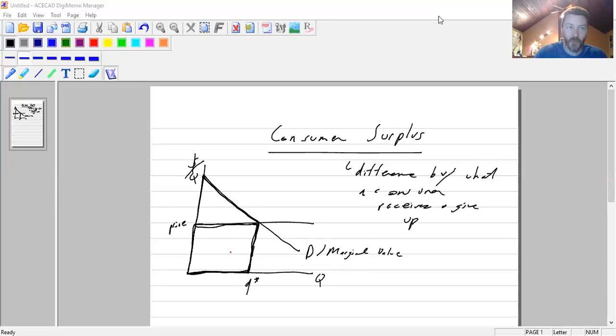The focus here is this triangle at the top. That is the consumer surplus. That's the difference between what the consumer gets and what the consumer gives up, and it represents the extra benefit that the consumer receives from engaging in this transaction. The consumer is better off as a result of participating in this market, whatever this market is, the market for watermelons or whatever. The consumer is better off by this amount. That's the consumer surplus. Does that make sense? It should be a pretty straightforward concept. It's not that hard.